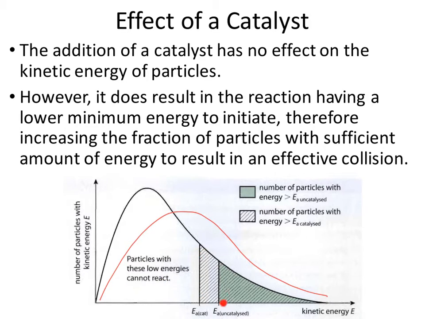So initially, uncatalyzed, we had this amount, and only these particles in this area were able to have enough energy to overcome the activation energy and actually start the reaction. When we provide an alternative route with a lower activation energy, now we've opened it up to all these particles, which initially didn't have a sufficient amount of energy, but now have a sufficient amount of energy to overcome the activation energy and start the reaction.